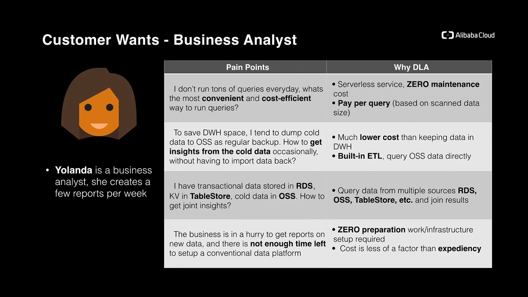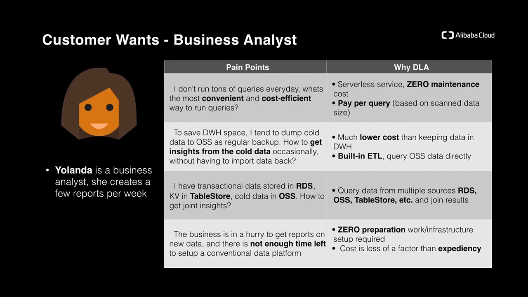Another pain point she has: in order to save some space in a data warehouse solution, she tends to dump the cold data into object storage as a regular backup. Now, after she saves a bunch of data in OSS, how can she get insights from her cold data occasionally without having to import that data back into her data warehouse? If she needs to move data back and forth between these two different options, object store and data warehouse, it's again a lot of work.